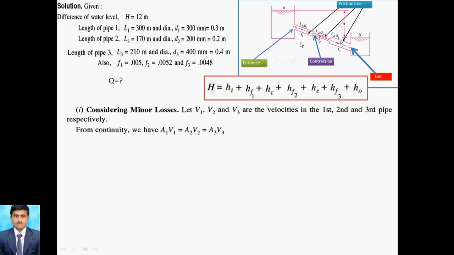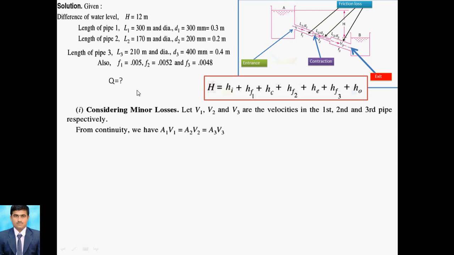These are the losses we are computing here. HI is for entrance, then friction, that is HF1. HC is for contraction, then again HF2, plus HE for enlargement, then again HF3, and last is the exit, that is HO. So these are the losses we are considering over here.